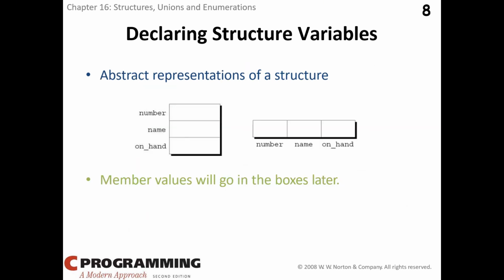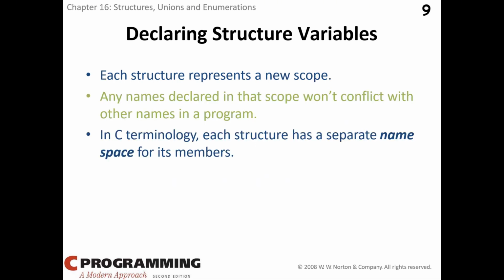So here's the simplified representation of our structure that we've discussed before. The member values, which are the number, name, and on-hand, will go in these boxes later. Now let's discuss an important concept related to declaring structures in C, which is scope.